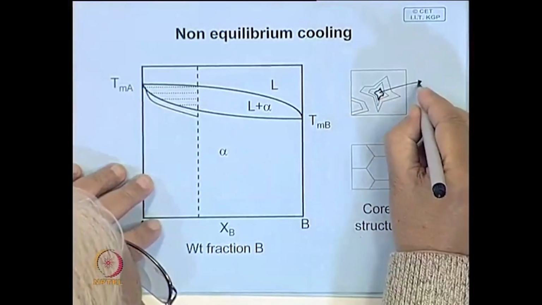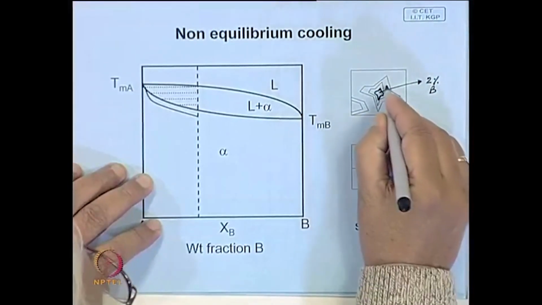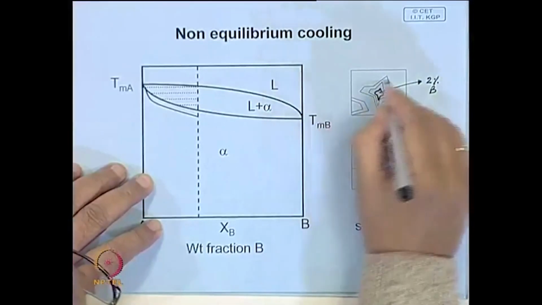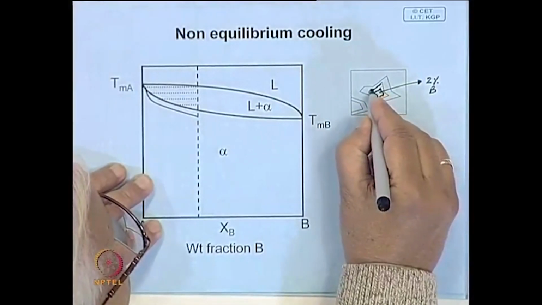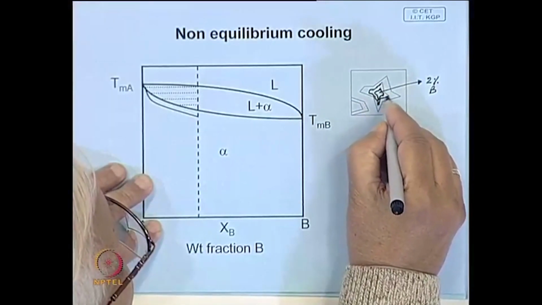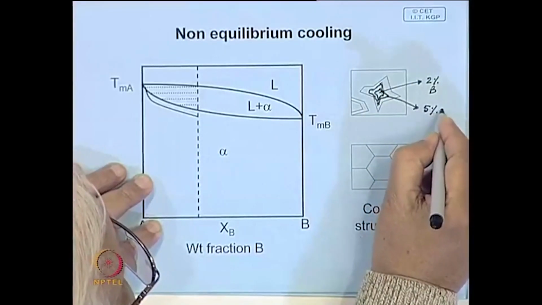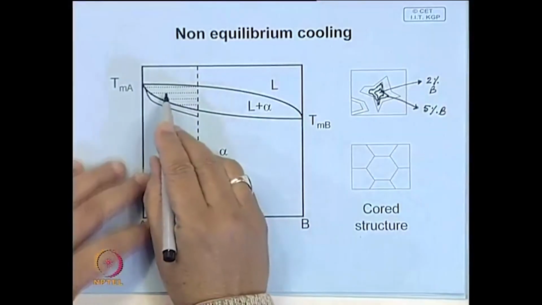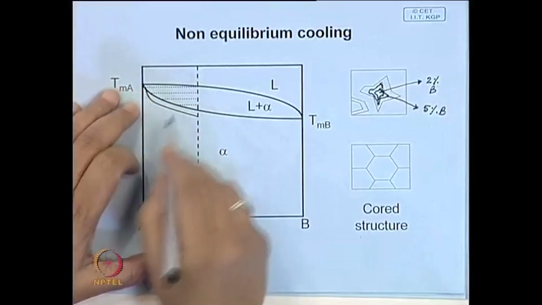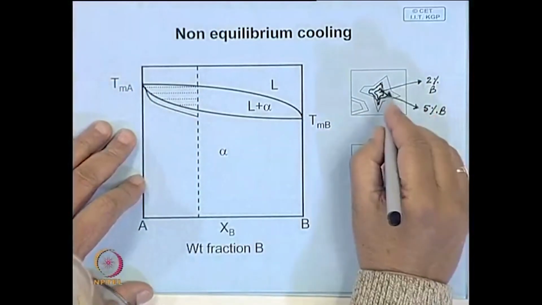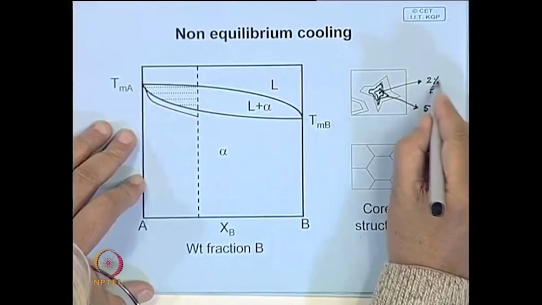Suppose this has 2% B. Now, the next solid that precipitates out surrounding it, let us say this is 5% B. Now, if we make an assumption that diffusivity in solid is extremely small, then this composition will take a very long time to change.